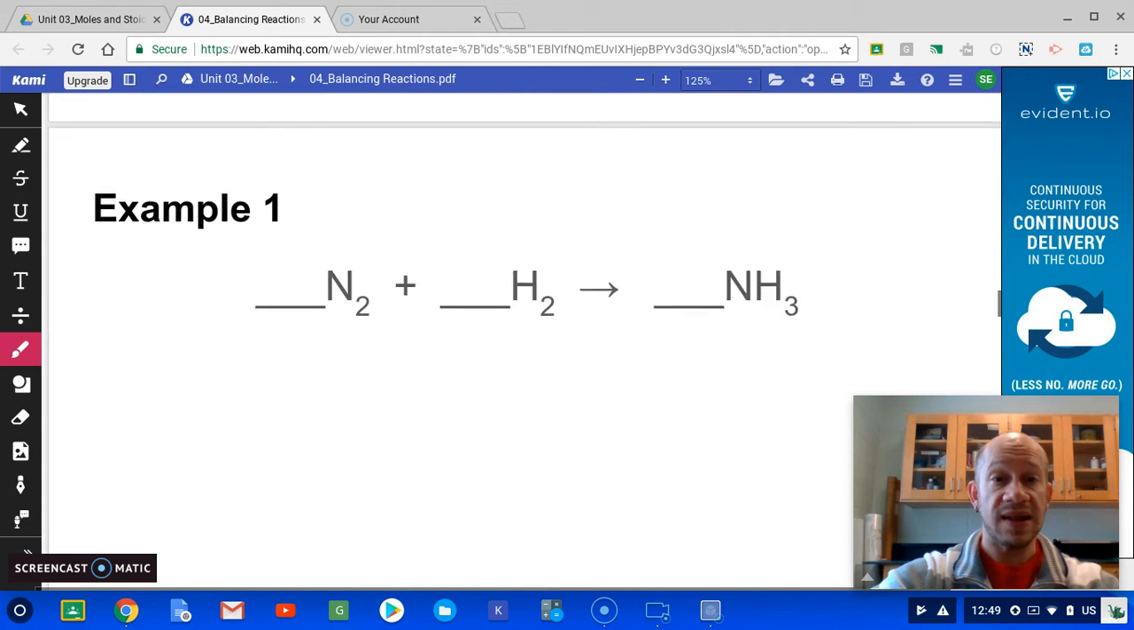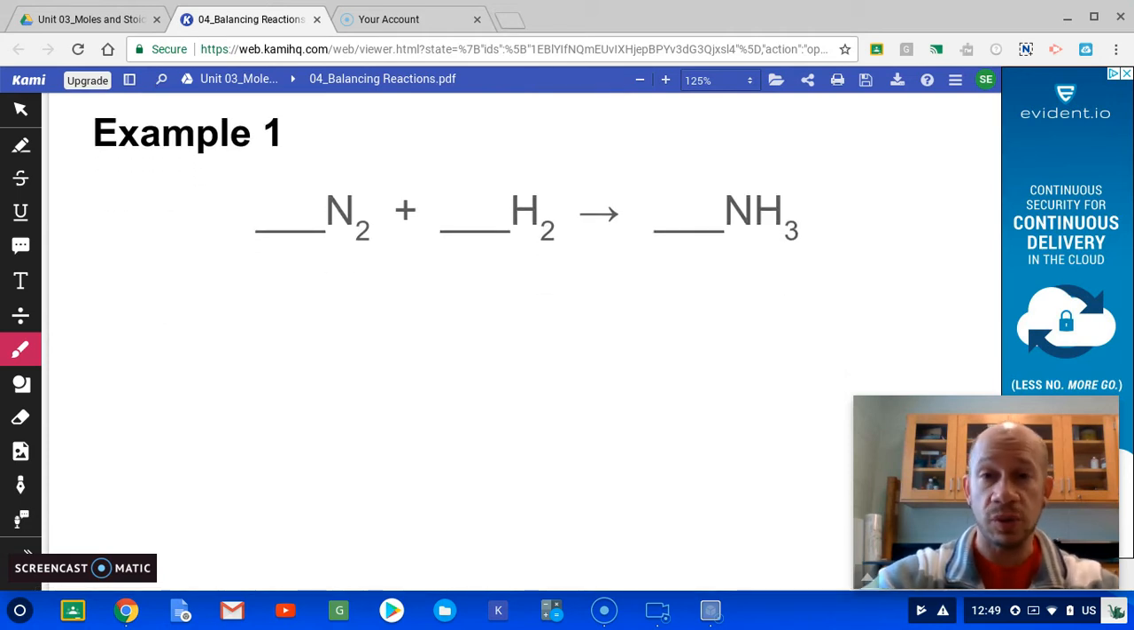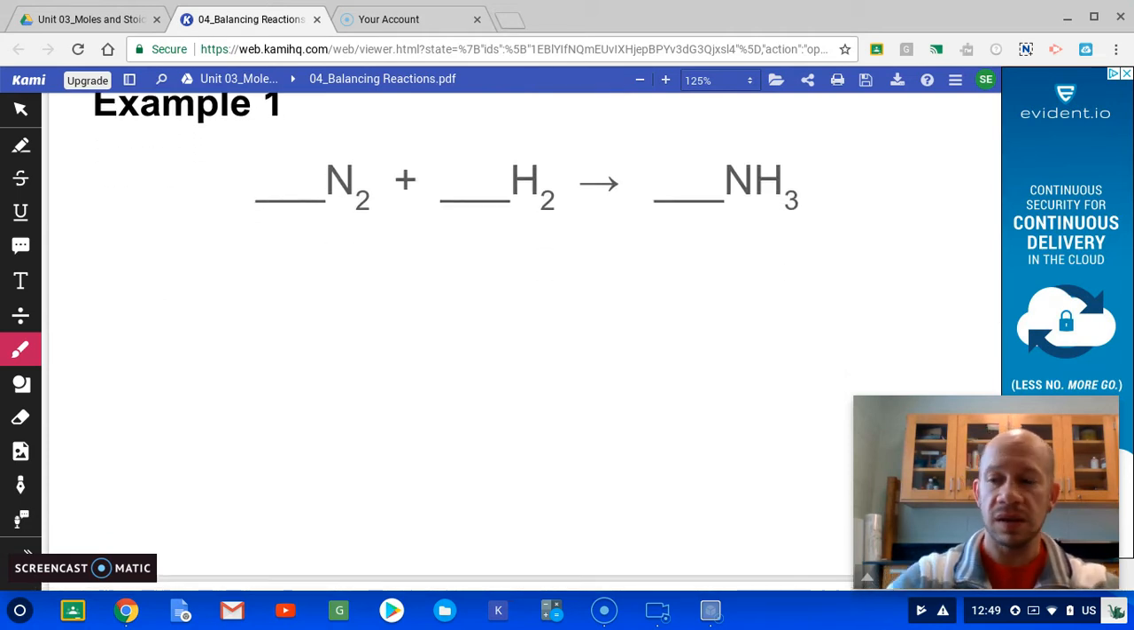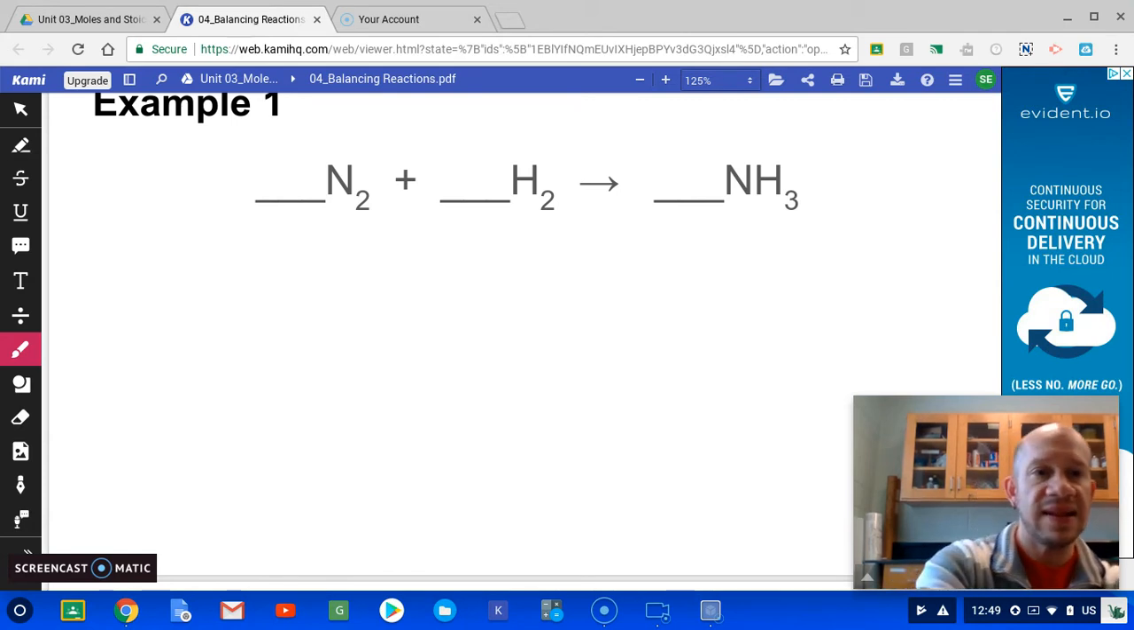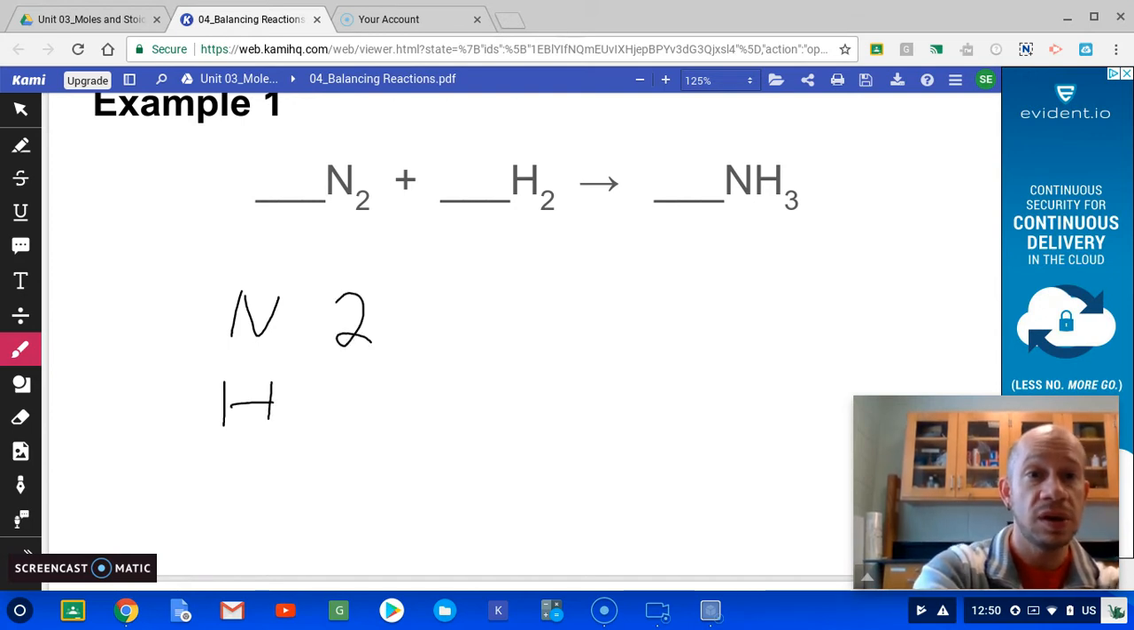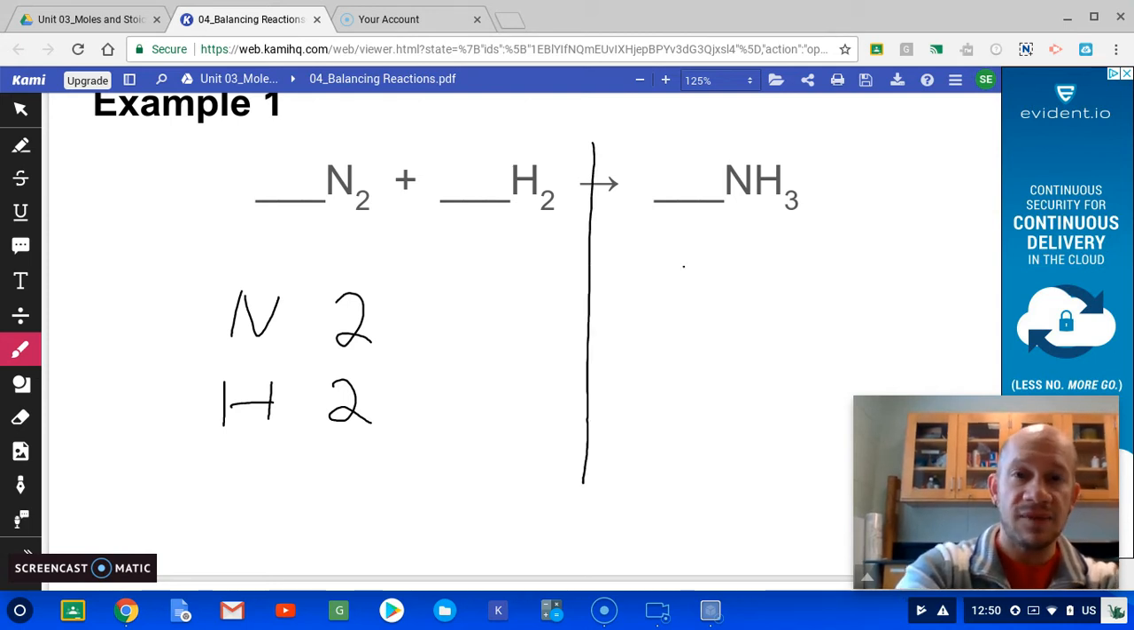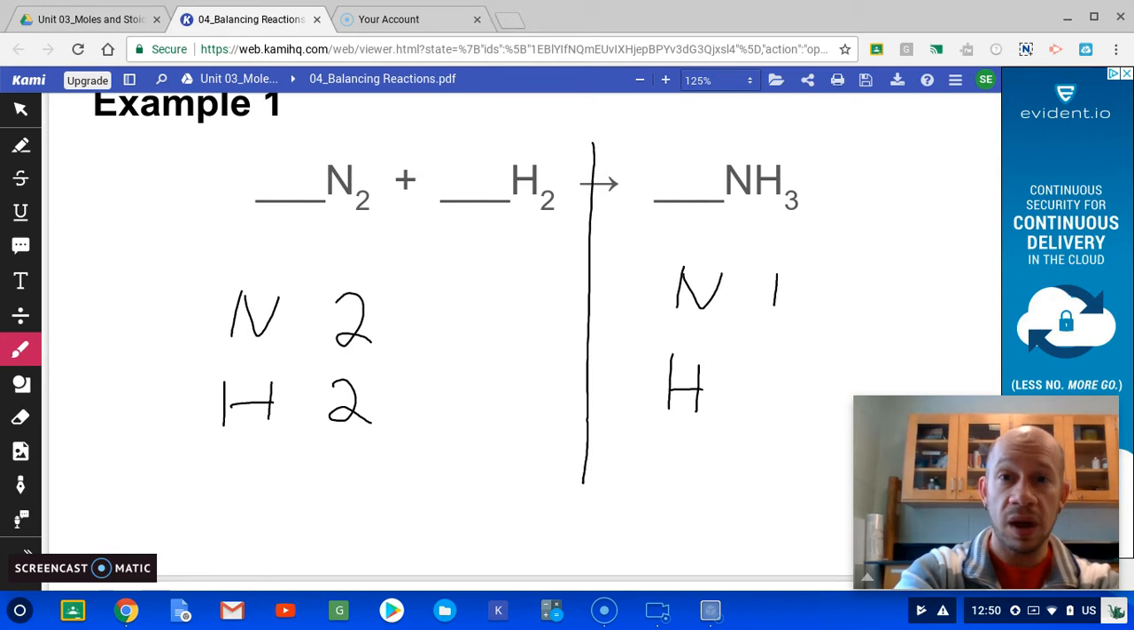So let's try it step by step. N2 plus H2 is going to produce NH3. The way I like to go about this is I list before how many nitrogens and how many hydrogens I have. I've got 2 and I have 2. So that's in front of my arrow. After my arrow, I like to list them in the same order. I have 1 and I have 3. So you can see right here that they aren't balanced.